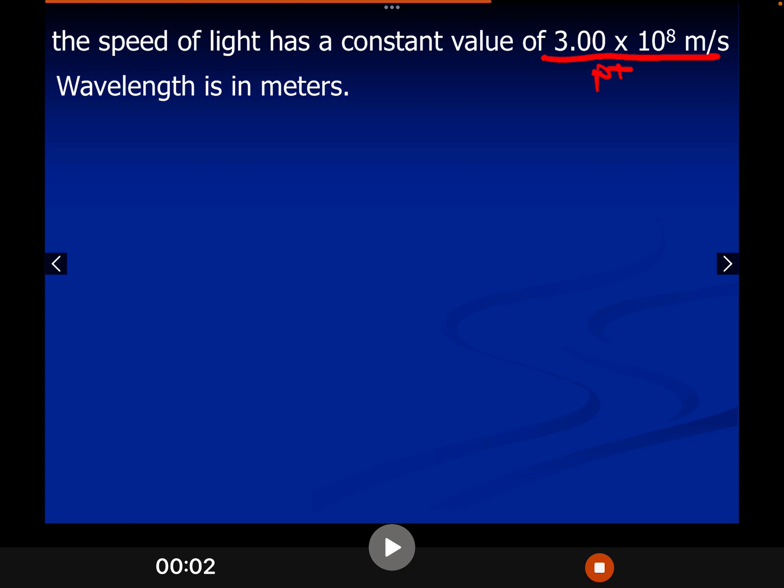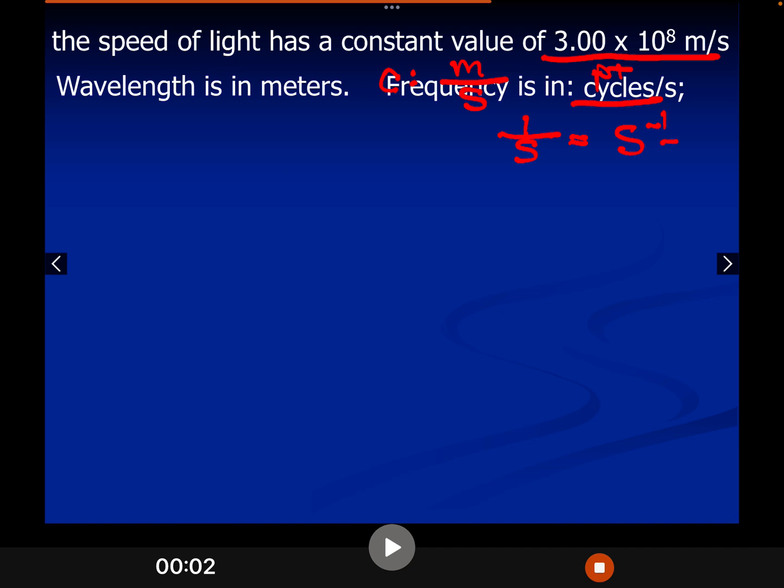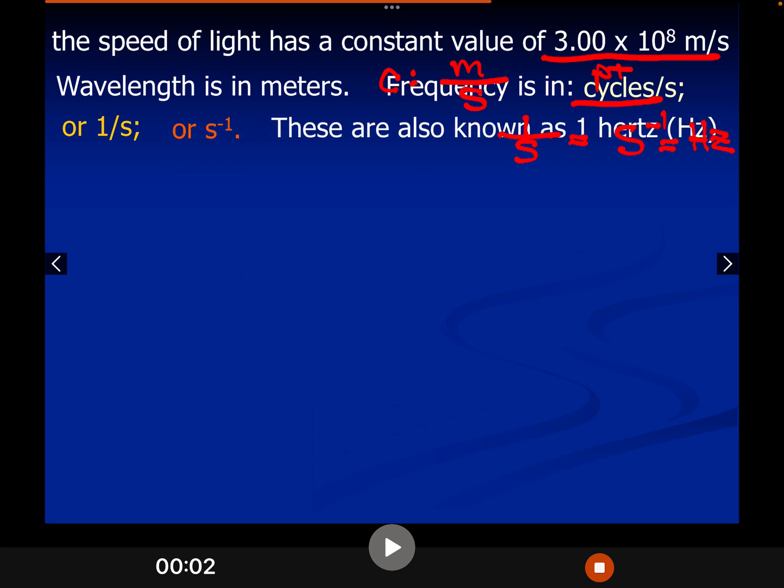Wavelength is measured in meters. Please notice the units of C are meters per second. Frequency is measured in cycles per second, which is abbreviated, weirdly enough, 1 over s, which is equal to s to the minus 1, which is equal to something we often write as Hz, pronounced hertz. Or 1 over s, or s to the minus 1. They're also known as the hertz.